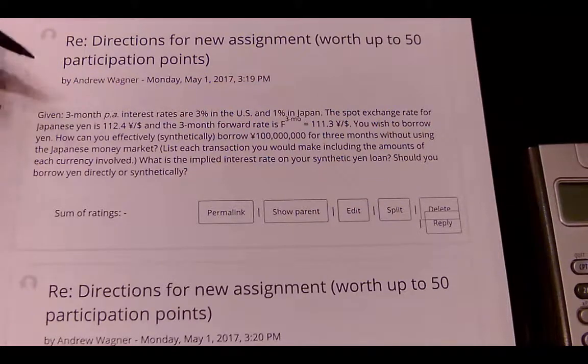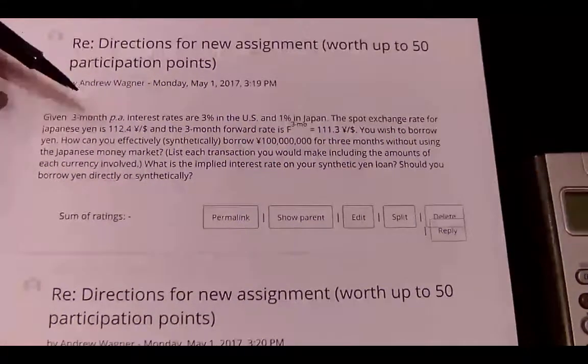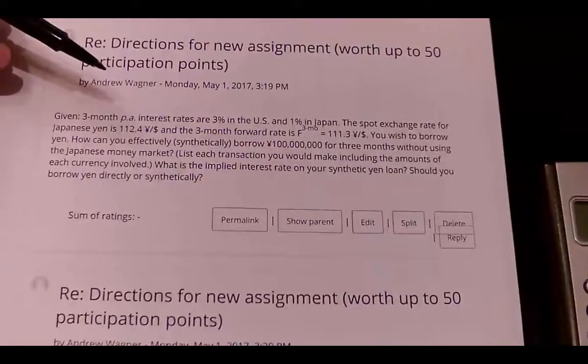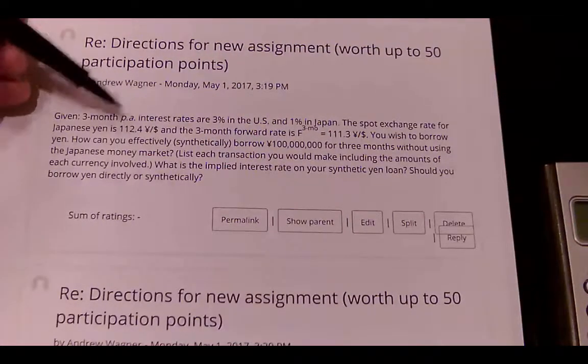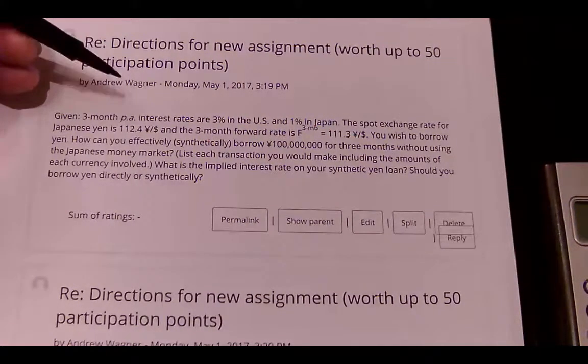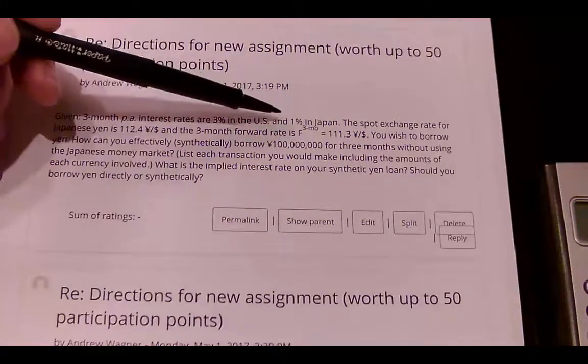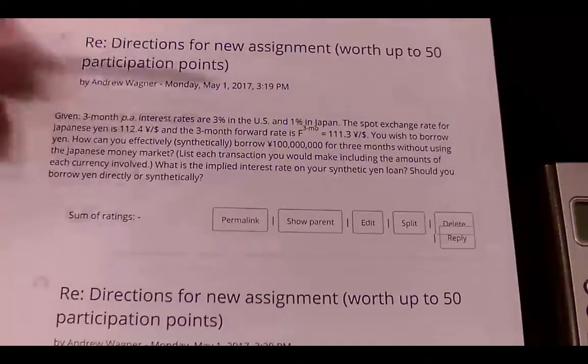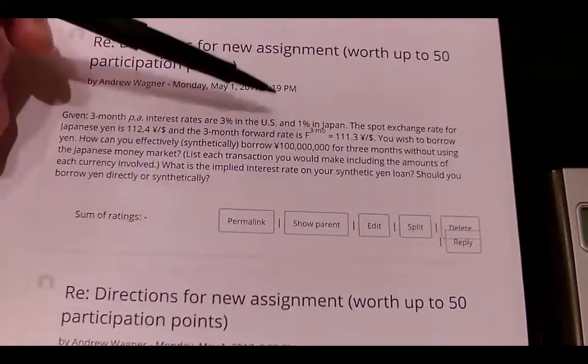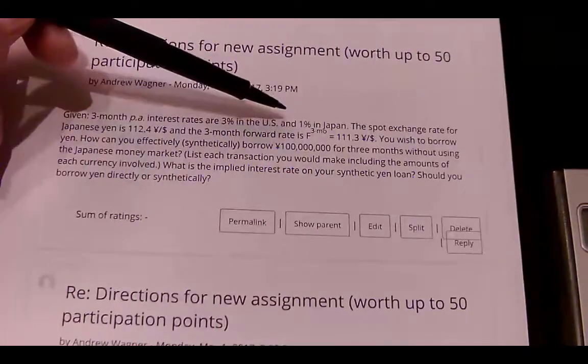Okay, in this question, you're given 3-month interest rates, PA means per annum, per year. It's the 3-month interest rate expressed per year: 3% in the U.S., 1% in Japan. Interest rates are always expressed as per year. So you're given the interest rates for dollars and yen.